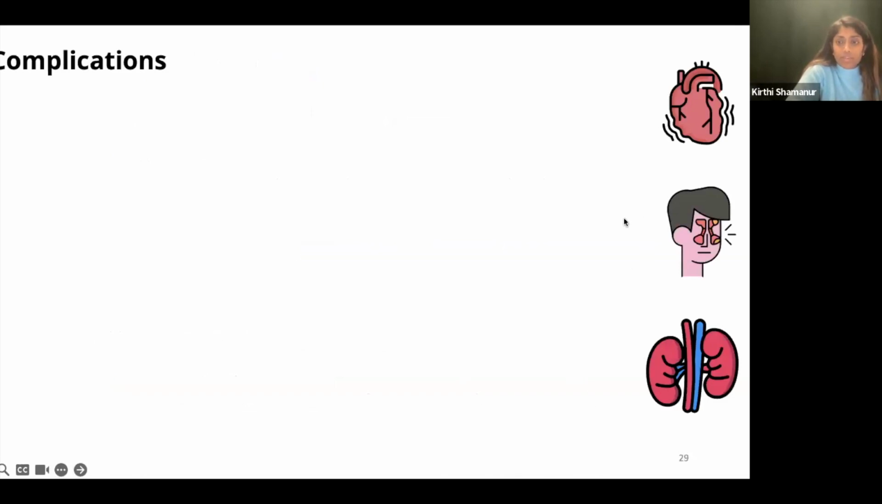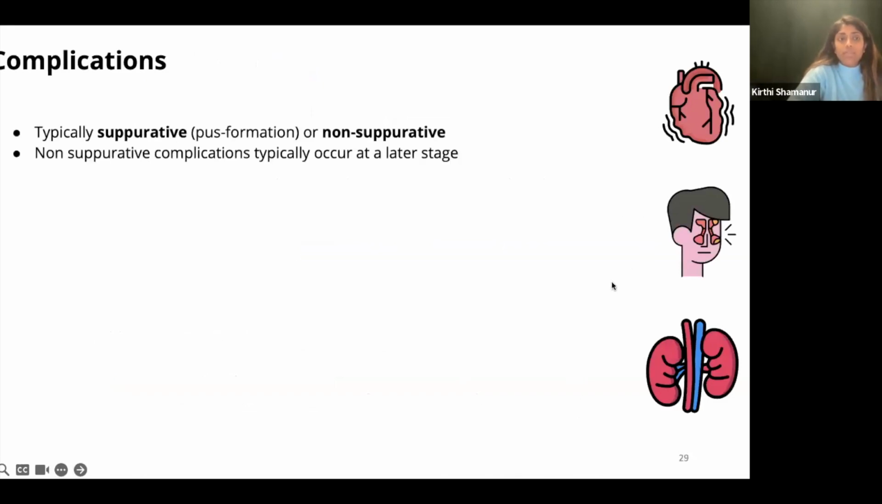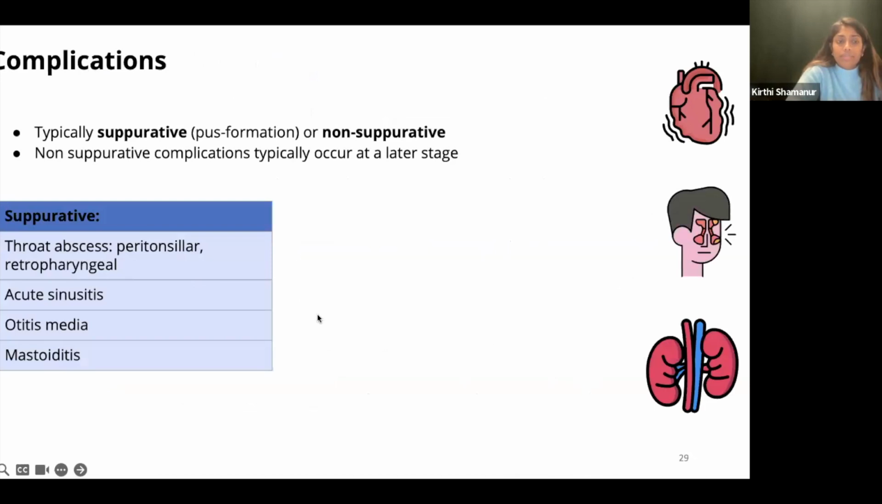So just going through the complications again, in a bit more detail. It's split into different types. You've got suppurative and non-suppurative, so the pus formation and the non-pus formation ones. The non-pus formation complications typically occur at a later stage. We'll talk through the pus formation ones first. Those are throat abscesses, acute sinusitis, otitis media, and mastoiditis, any collection of pus, that's all of those.